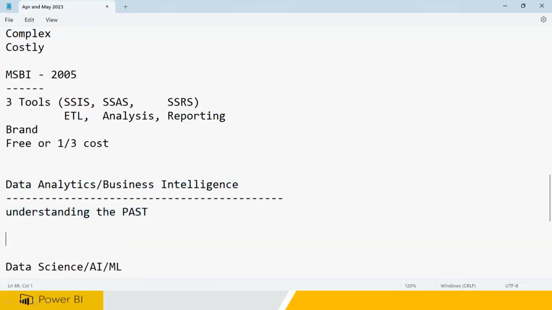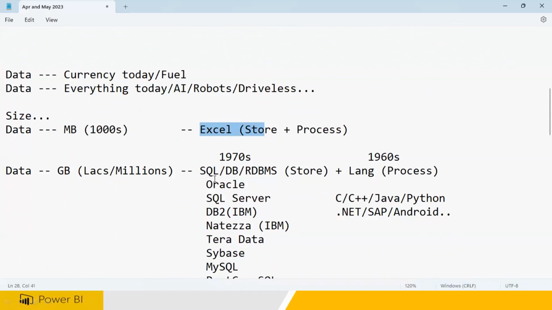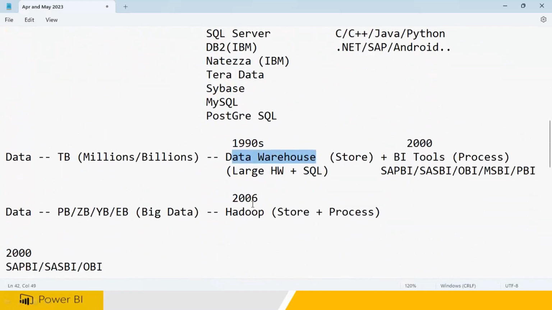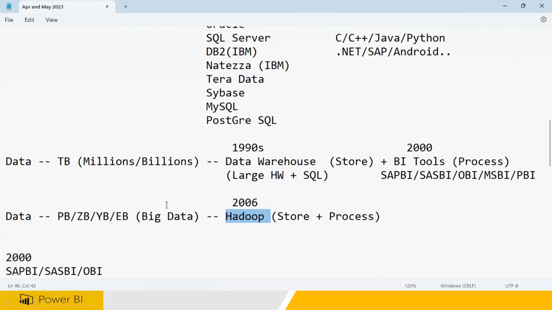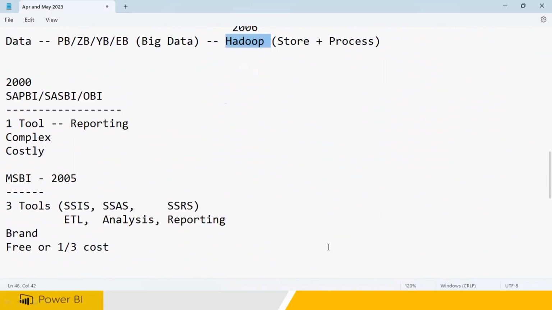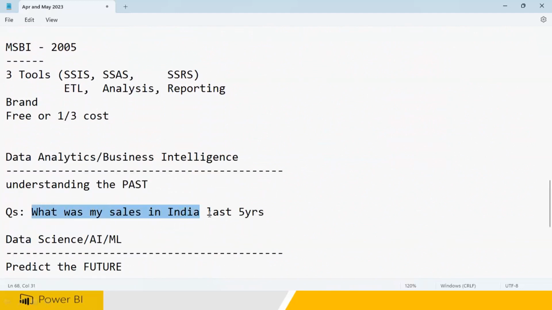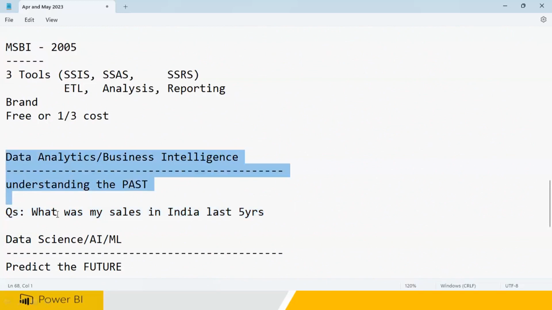As I told you, what was my business, what was my sales in India in the last 5 years? Now the Amazon company wanted to know this. This was the past data they wanted to have. So where is the data? Data may be in Excel, data may be in SQL, data may be in data warehousing, or data may be in Hadoop. Forget about it. But you need to have the data. After that, you process it and create a report. For that purpose, we're going to be using business tools. Clear? So what was my sales in India in the last 5 years? This kind of report or analytics you do on the past data. This is what is called data analytics or business intelligence.